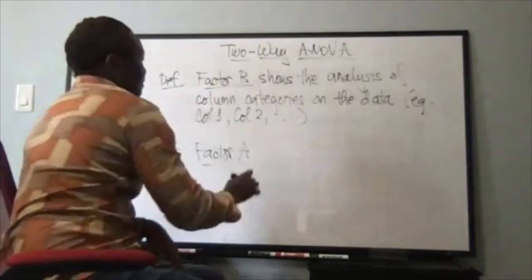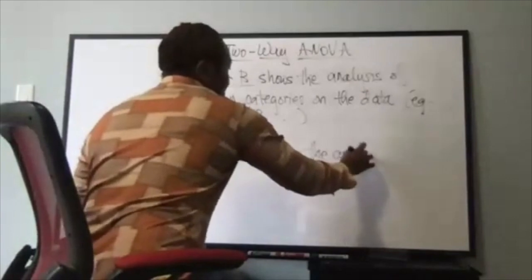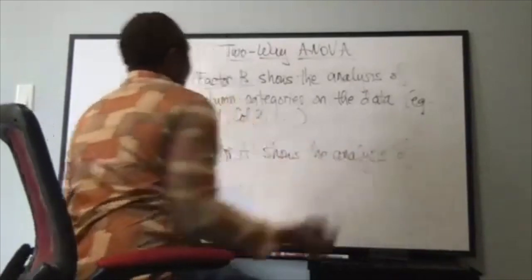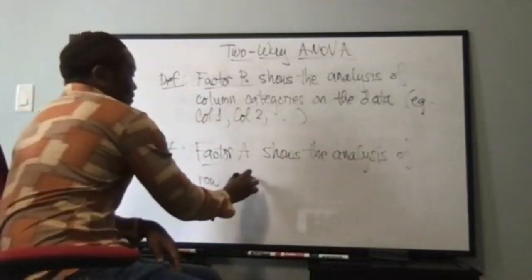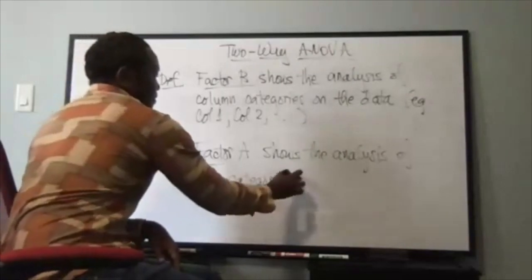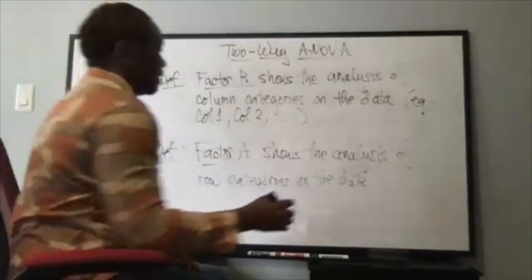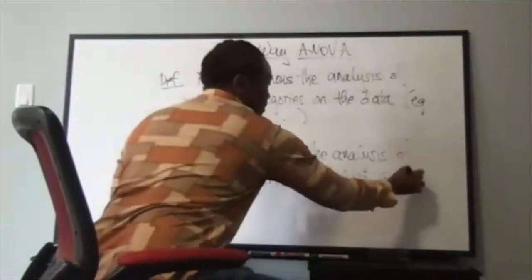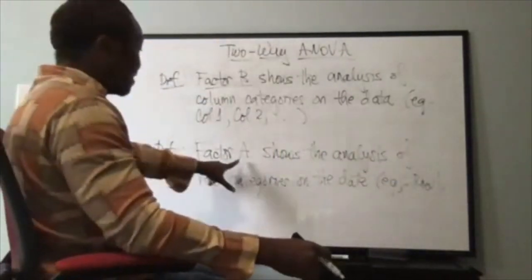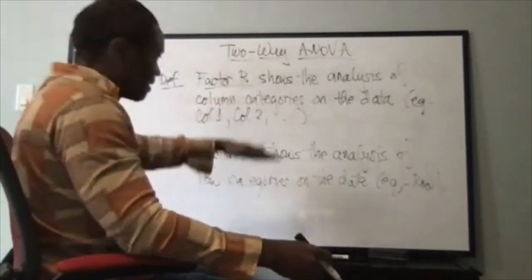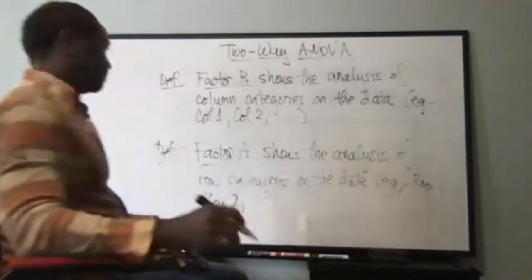Factor A shows the analysis of row categories on the data. For example, row 1, right? So when you're given the data, you have to figure out what factor A is, and then the things that make it up. So row 1, row 2, etc. Okay?